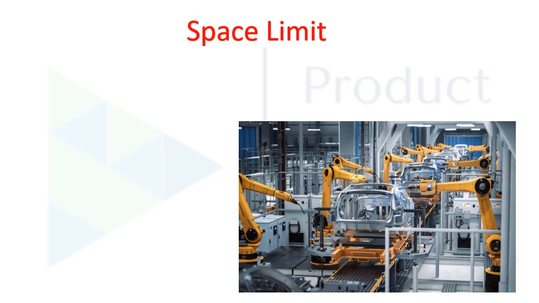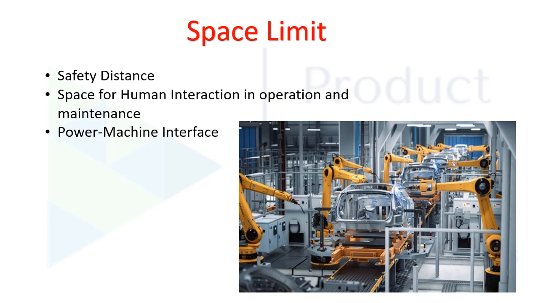The next limit is space limit. Every machine needs a certain space to operate. This limit talks about what the safety distances are and what the range of movement of different parts of the machine is. There needs to be sufficient space for human interaction in operation and maintenance. Also, the human interaction part should be considered in view of ergonomics. Otherwise, there can be other kinds of risk.